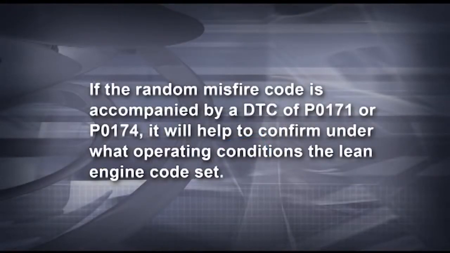If the random misfire code is accompanied by a DTC of P0171, indicating a possible lean cylinder bank 1, or P0174, indicating a possible lean cylinder bank 2, it will help to confirm under what operating conditions the lean engine code set. You may need to see if the lean condition is more prevalent to one side of the engine or the other. Is the other side trending rich while the side with the misfire is going lean? What does it really mean if long-term trims show significant bank-to-bank fuel correction? Do you have a cam out of time or a restricted exhaust on one side?